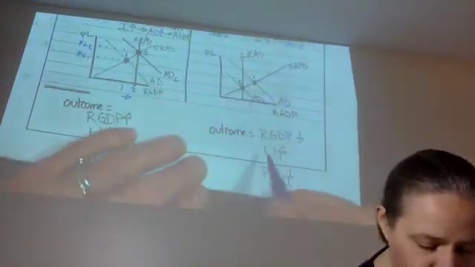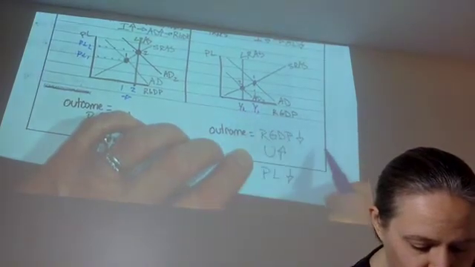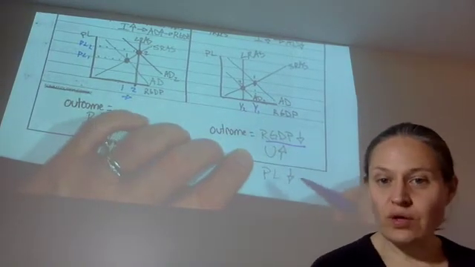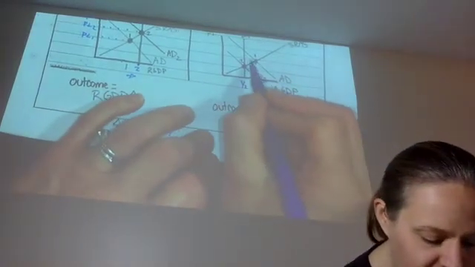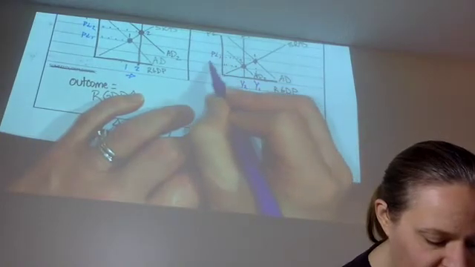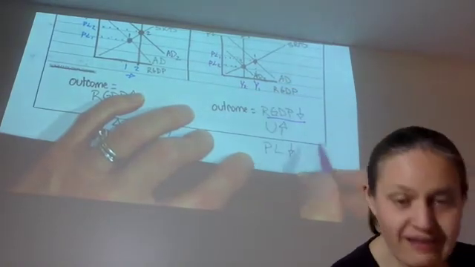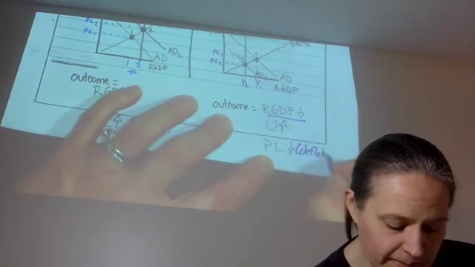Well, the outcome is that real GDP started here and it decreased, so it went down. If real GDP goes down, the unemployment rate goes up. And then the price level started here and then it went down. So the price level went down, which is called deflation.